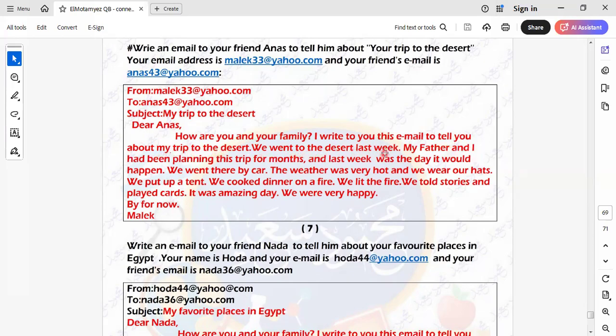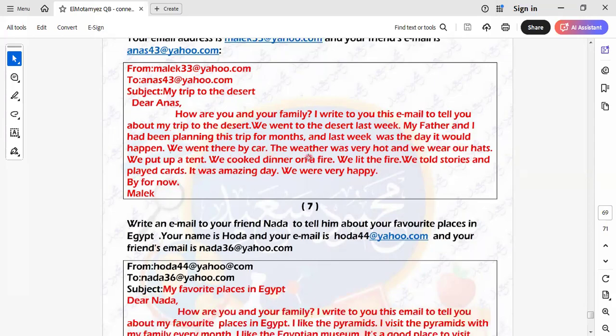We went to the desert last week. My father and I had been planning this trip for months, and last week was the day it would happen. We went there by car. The weather was very hot, and we wore our hats. We put up a tent. We cooked dinner on a fire. We lit the fire. We told stories and played cards. It was an amazing day. We were very happy.